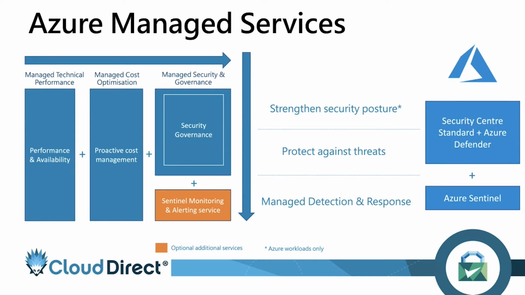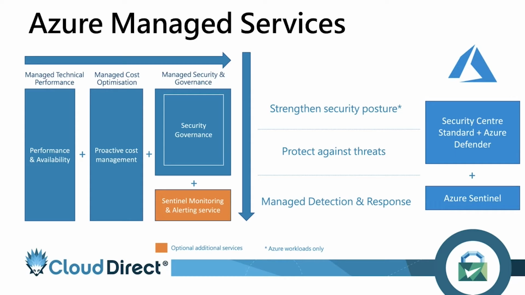So in terms of the Azure managed services that we have, there are three key pillars that run through all of our managed services. We have managed technical performance, managed cost optimization, and then the key one that's related to this particular webinar is the managed security and governance. Now, the reason why all three of those are there is that governance is applied across the board. So governance doesn't necessarily just relate to security. It relates to how you manage your costs within Azure and how you manage your technical performance as well.